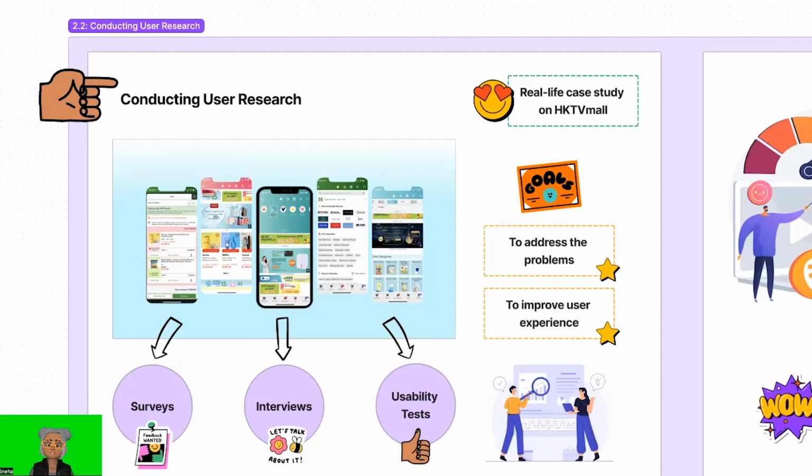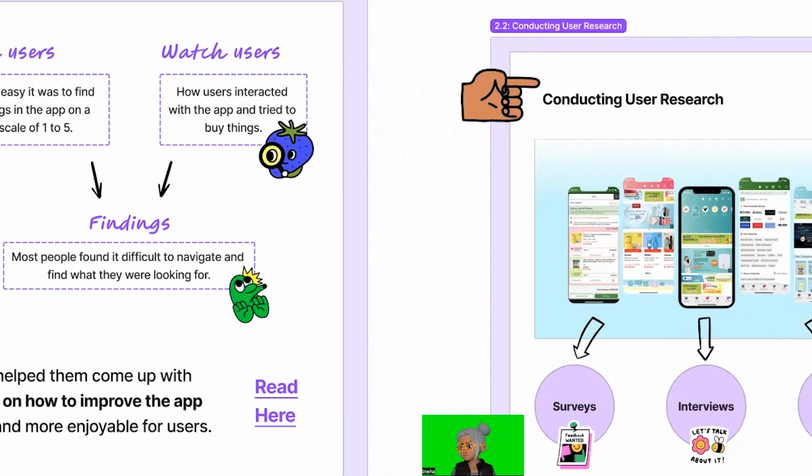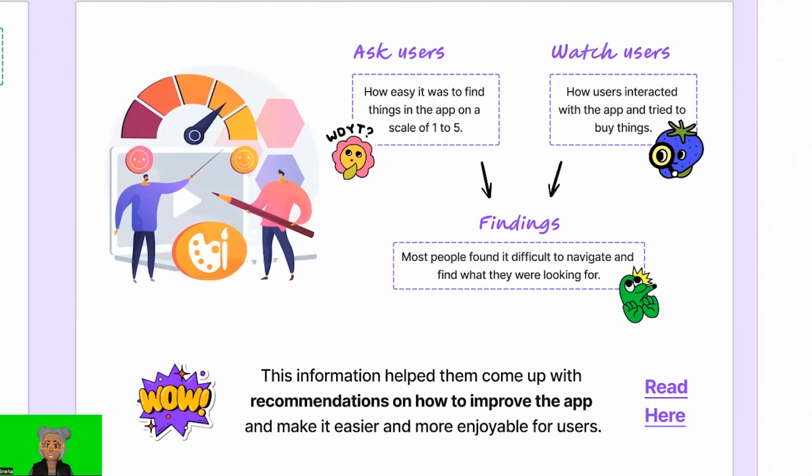To do this, they talked to users and asked them questions. They also watched how users interacted with the app and tried to buy things. This helped them understand what people liked and didn't like about the app and what was difficult for them. For example, one of the things they did was ask users to rate how easy it was to find things in the app on a scale of 1 to 5. They found that only a small percentage of users gave a high rating, which means that most people found it difficult to navigate and find what they were looking for.